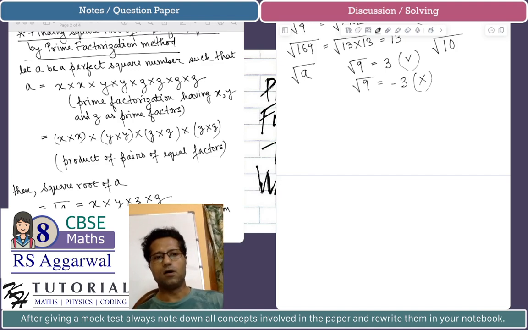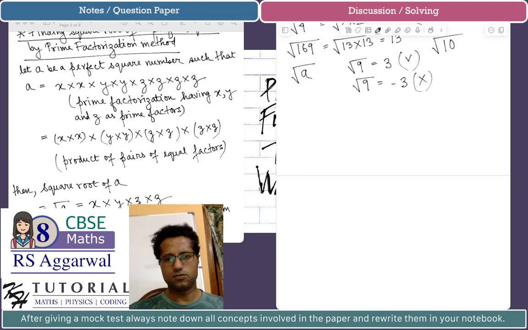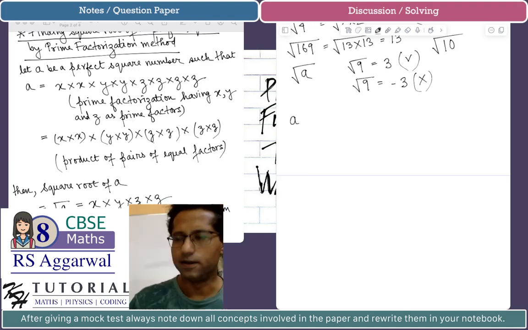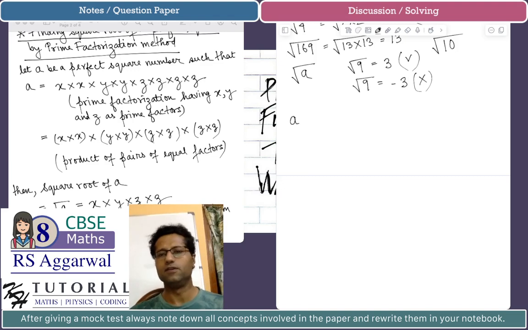So now I will rearrange all the prime factors of A such that I will form pairs of equal factors. So in the next step, let's say I have a number. A is a given number, and it is a perfect square. We know that it will be a perfect square.